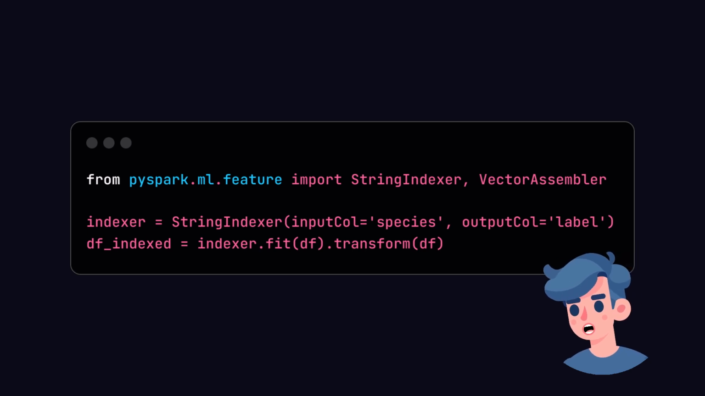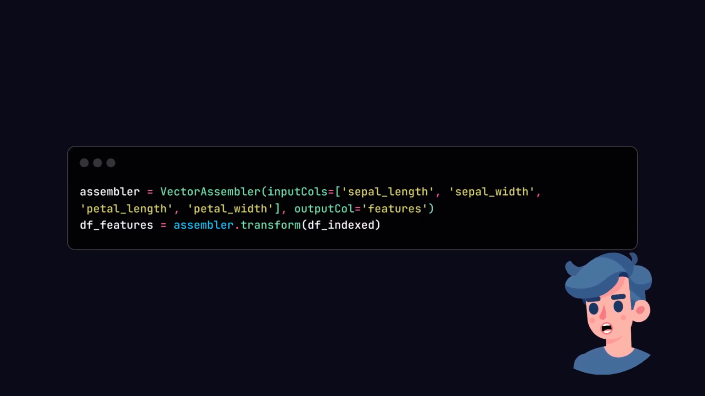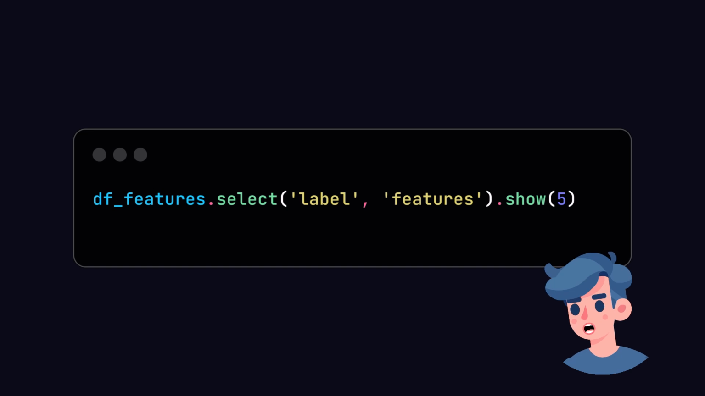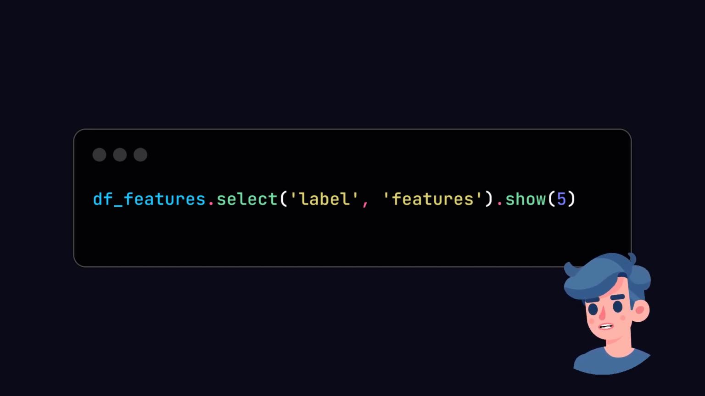Spark's MLlib provides a class called StringIndexer for encoding string labels to numerical format. In addition to label indexing, we will also need to assemble our features into a single vector before training our model. The VectorAssembler class can help us achieve this. Let's view the transformed data frame to ensure that our operations have been successful. This will help us confirm that the label is correctly indexed and that our features are in a vector format.